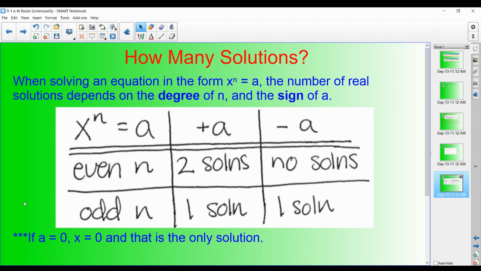So here's a nice table which shows you, if n is even or odd, and if a is positive or negative, how many potential solutions we can get. The more we practice this and think about what's happening with the negative signs and how many negative signs we have, the more we can tell whether we're going to get a positive or a negative. And that's what I want you thinking about every time you set up and try to solve for x in these problems.